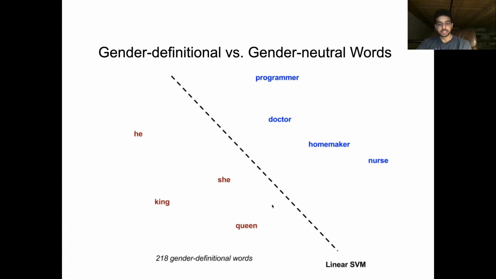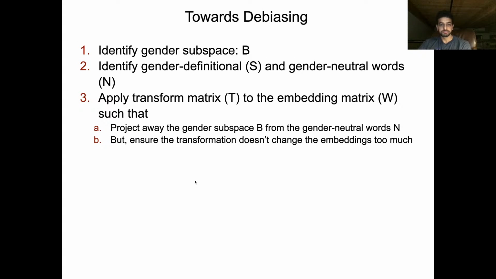So in this figure here, you see some gender definitional words, and you also see these gender neutral words. And what you want to do is make these kinds of words, the ones that should be gender neutral, to be far away from the gender definitional subspace.